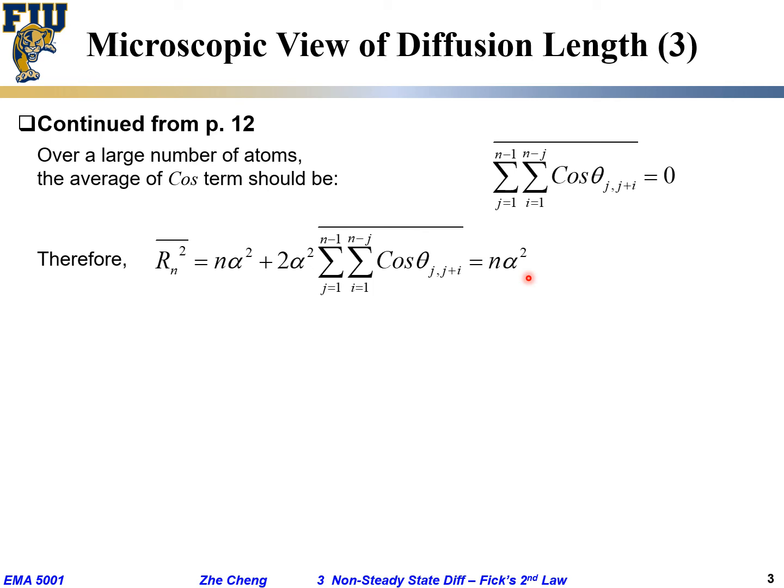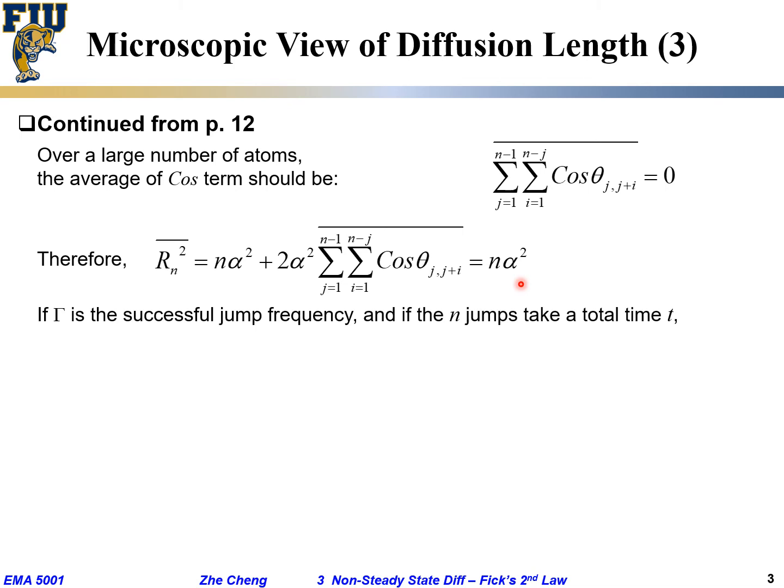What does that mean? The average square of the displacement is n times alpha squared. What does alpha mean? Each step, the jumping distance. It's a scalar, and quite often you know it based on the lattice structure. Make sense? What does n mean? The number of jumps, depending on what n you select. And quite often a high number.